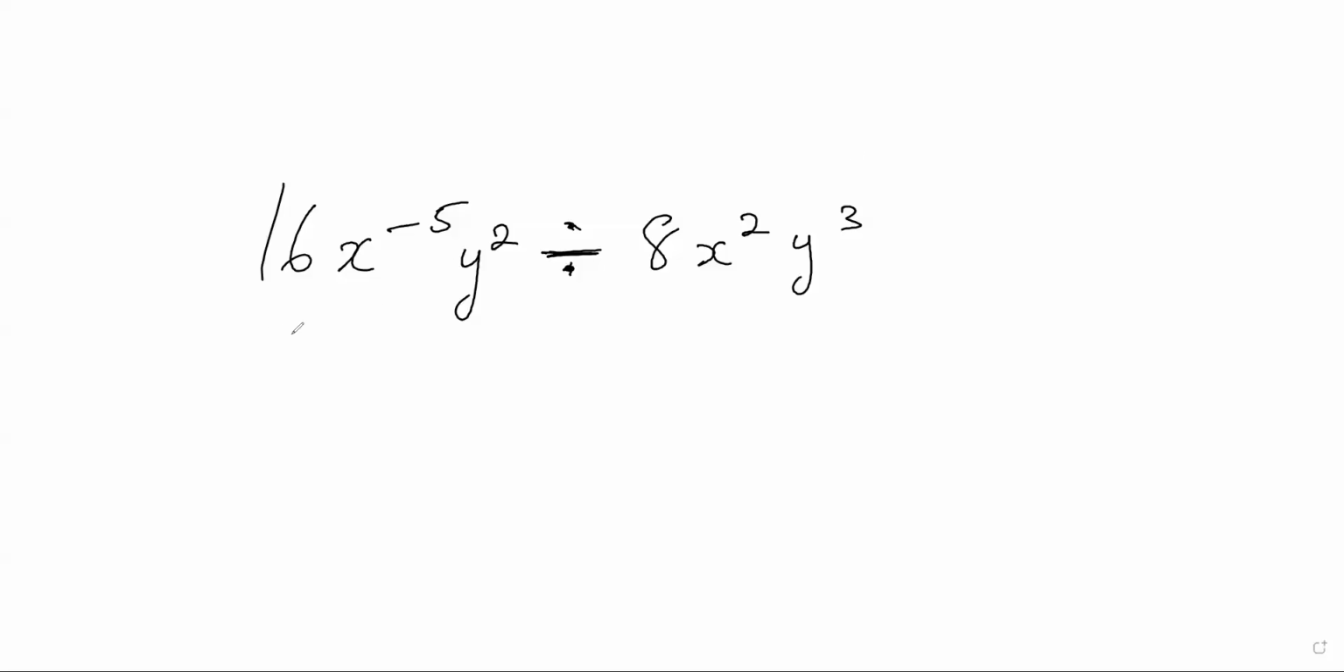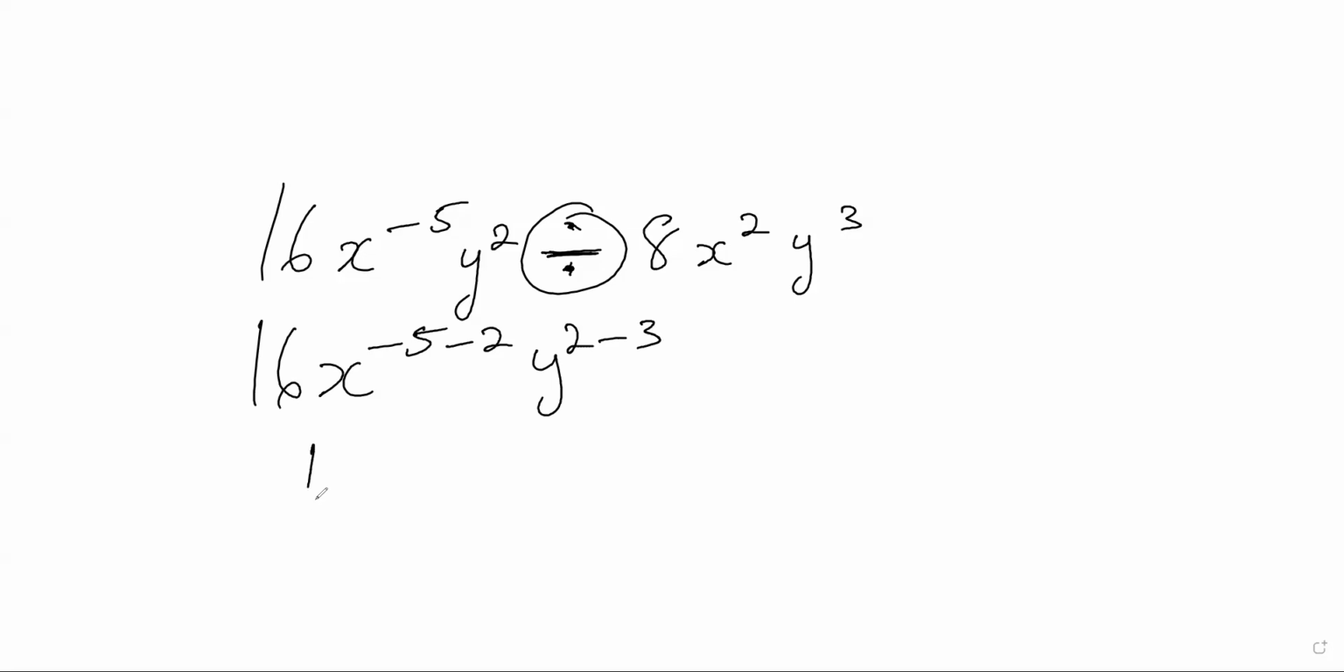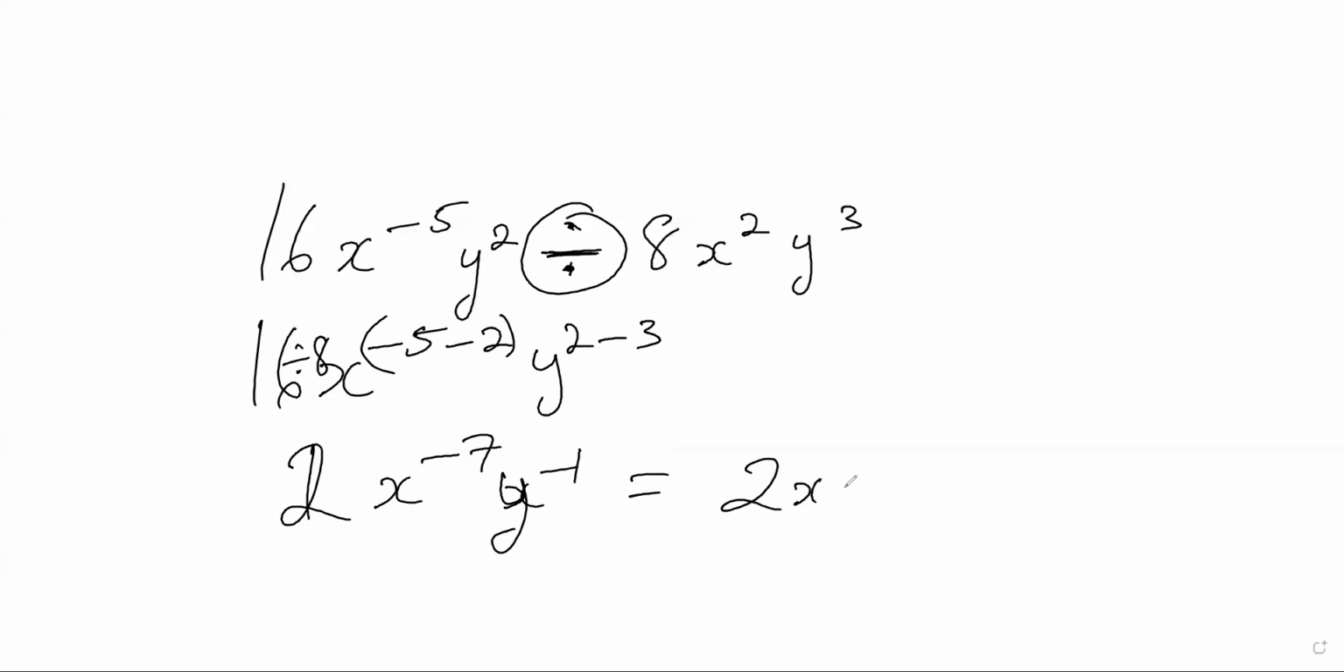All right, so we divide the numbers normally. And we subtract the powers, right? Because of divide. So 16 divided by 8 is going to give you a positive 2. Both of them negative, right? So this will give you minus 7. 2 minus 3, that gives you negative 1. So the final answer, 2x to the minus 7, y to the negative 1.